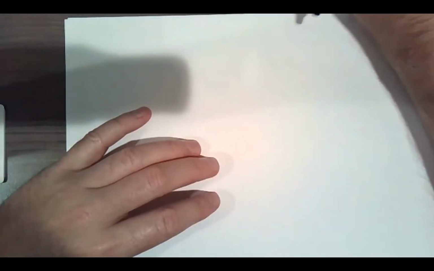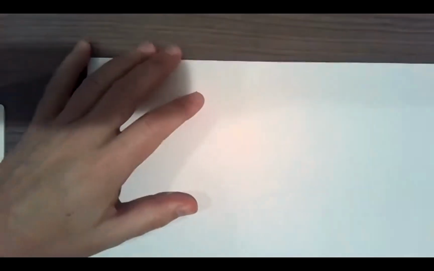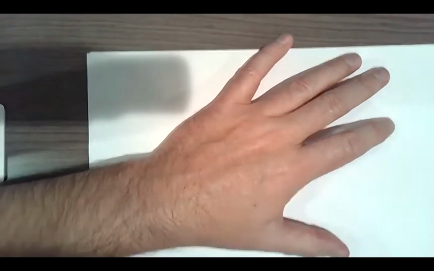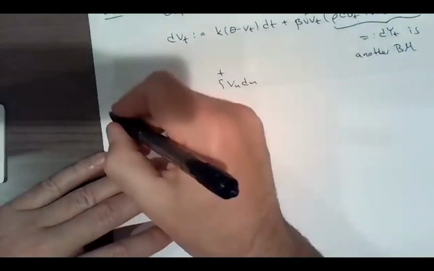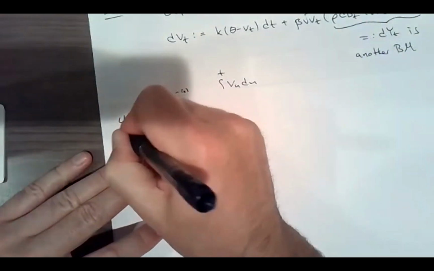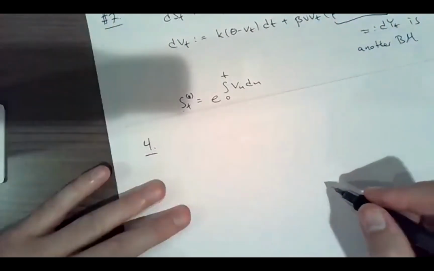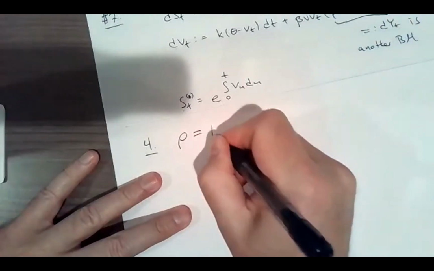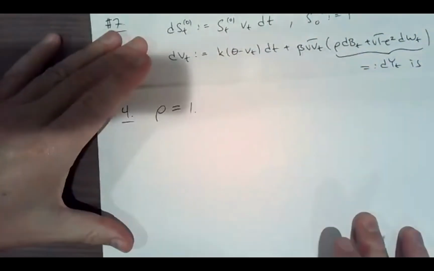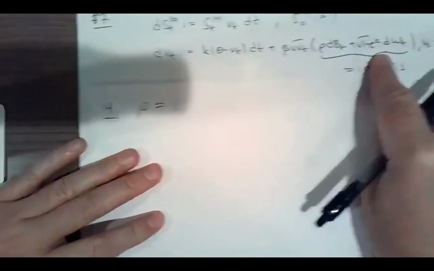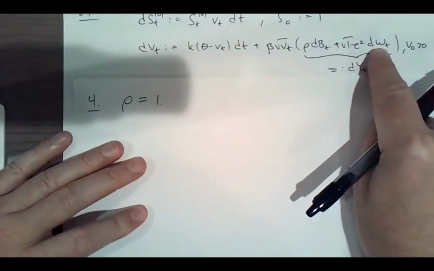Okay, so now we're specializing. We're going to move into a specific model, a specification of what we have here. We're specializing to the case when rho is equal to 1. This is in question number 4. And you can see the thing that makes this different is that this second Brownian motion here now disappears.